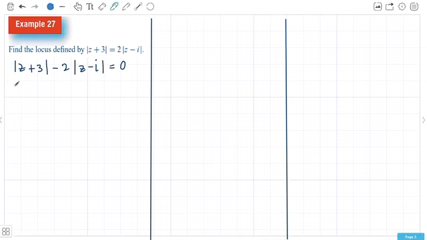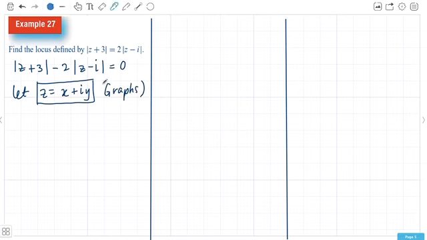So we're going to make a substitution, let z equal x plus iy. Remember, this is the nice substitution to make if you're dealing with graphs. We always just use x and y instead of a and b. And then all we have to do is substitute in. Now the other thing that you need to remember as well is that the modulus of z is equal to the square root of the real part squared plus the imaginary part squared, like that.